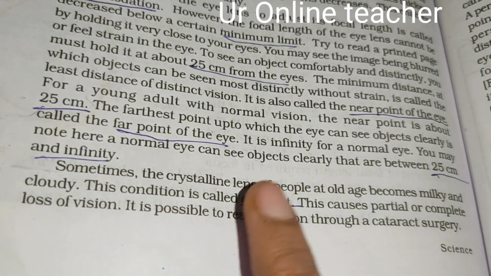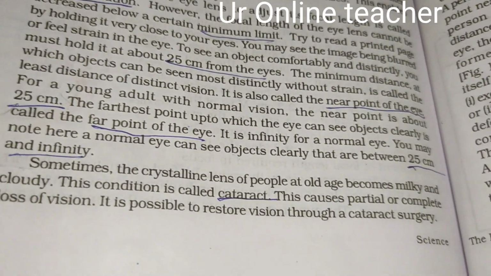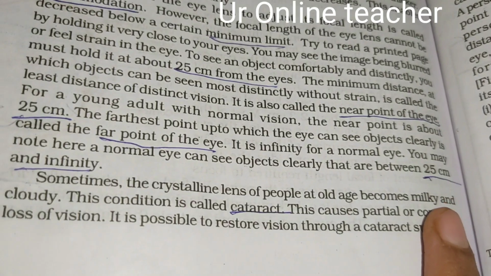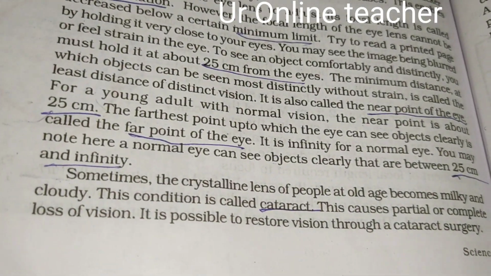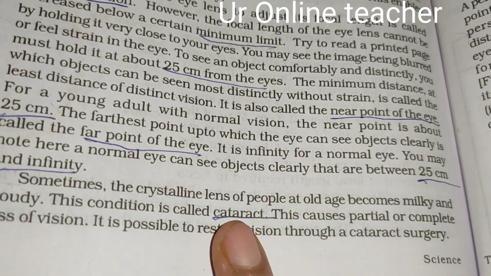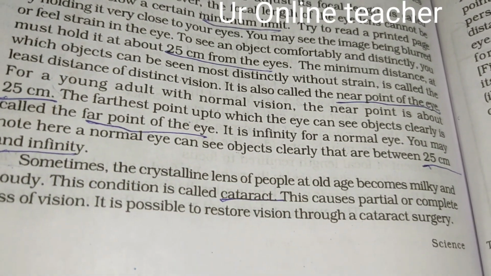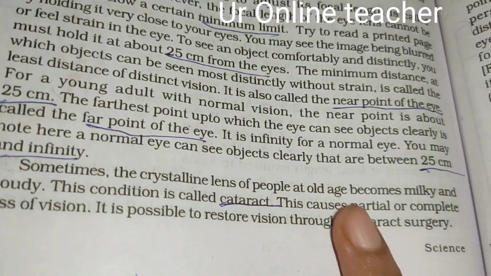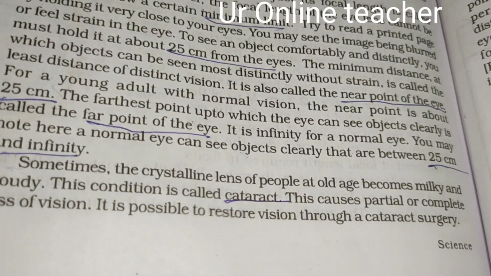So the crystalline lens of people, sometimes when people reach old age, the lens will become milky and cloudy. You can see a white layer is formed in that, and this condition is called cataract. It may be partial or complete loss of vision, and we can correct it by surgery, cataract surgery.